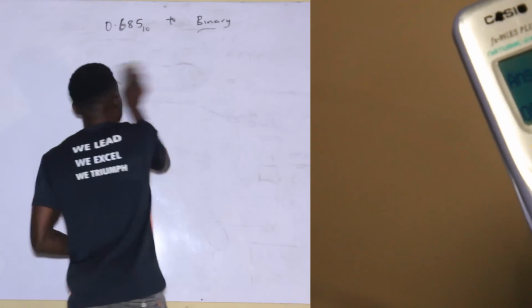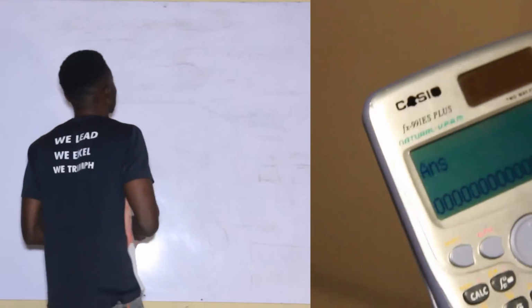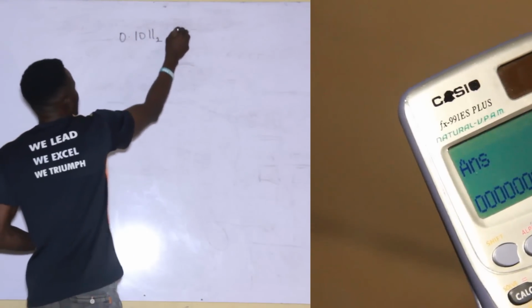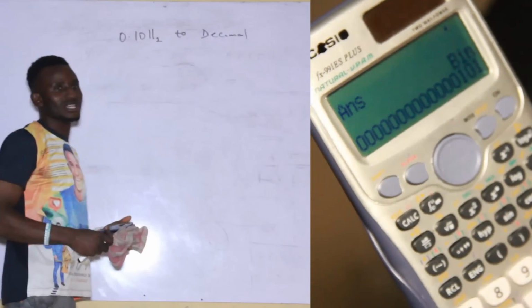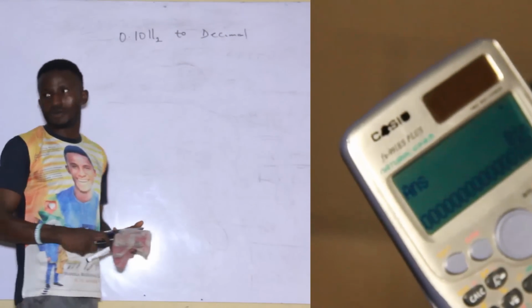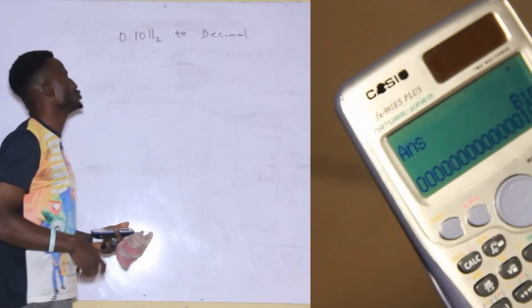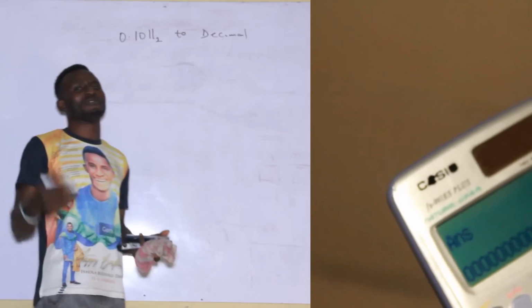Now, imagine you are given something like 0.1011 base 2. Then you are asked to convert to what? To decimal. You are asked to convert 0.1011 base 2 to decimal. Then the only thing you need to do here is that, okay, this one is now the inverse of the process we followed the other time.